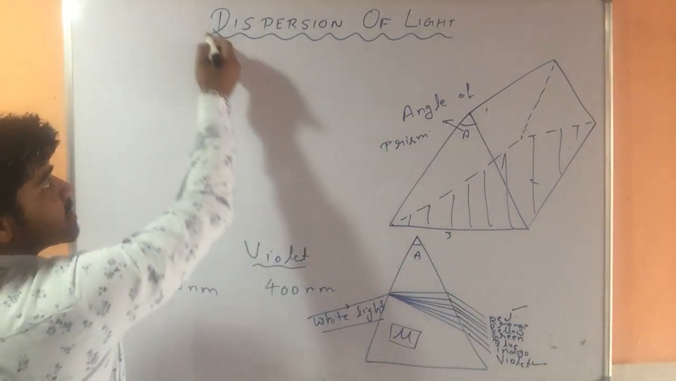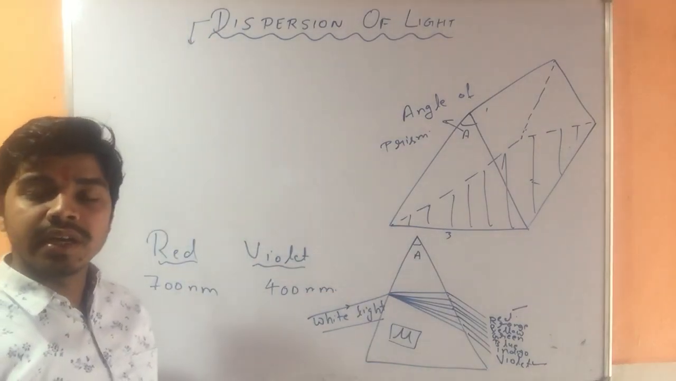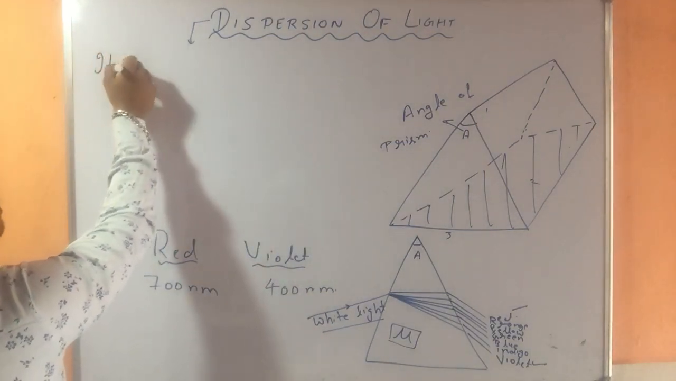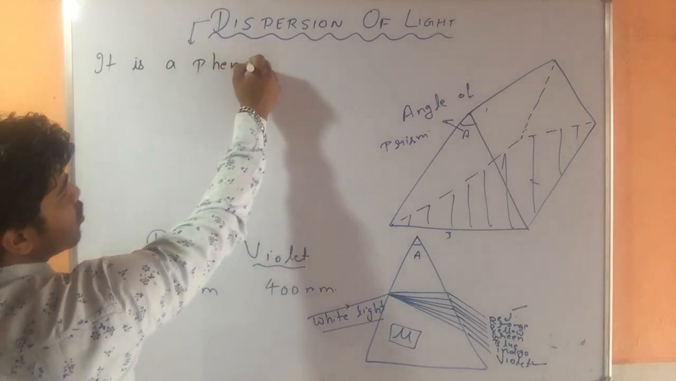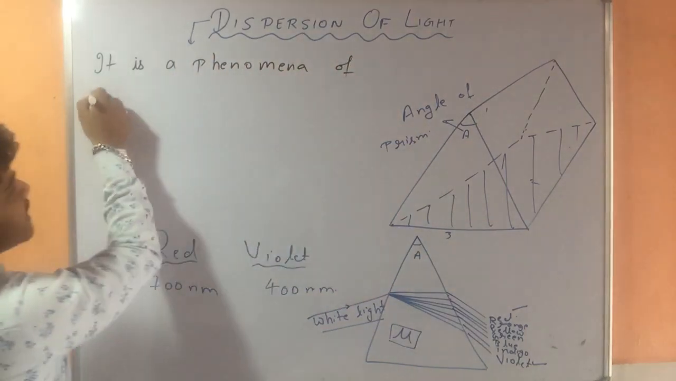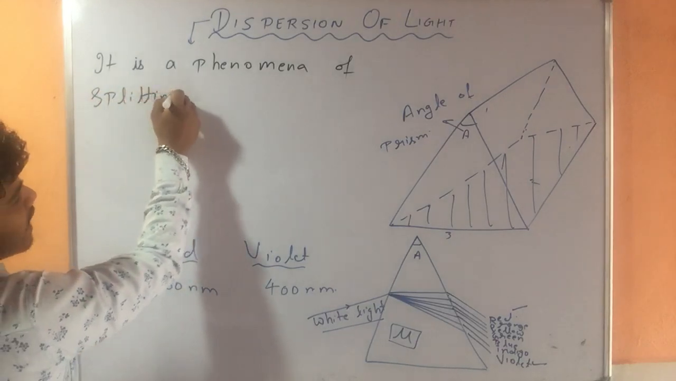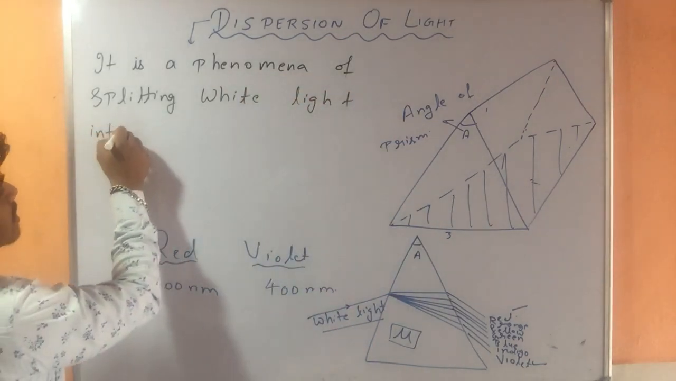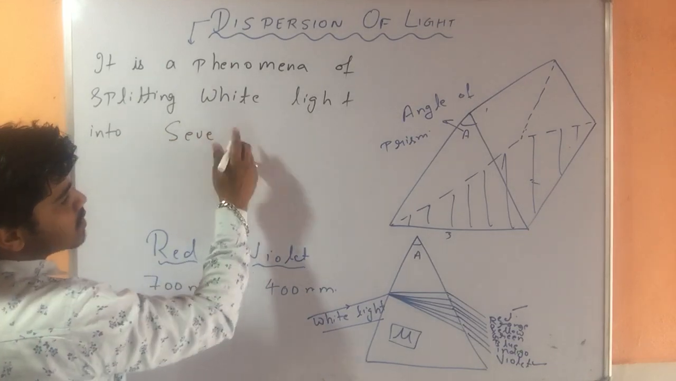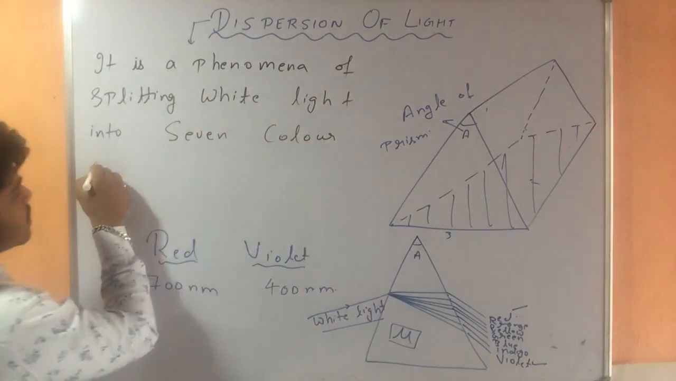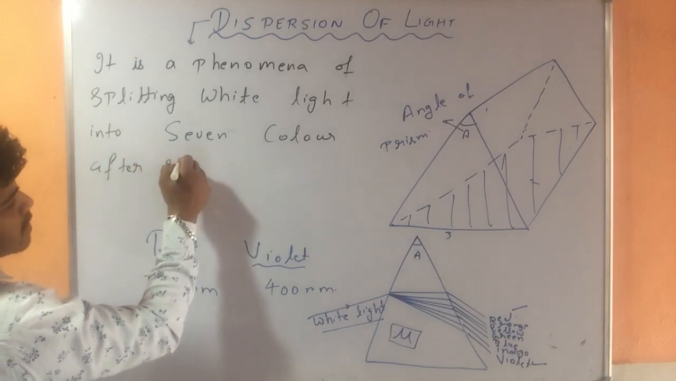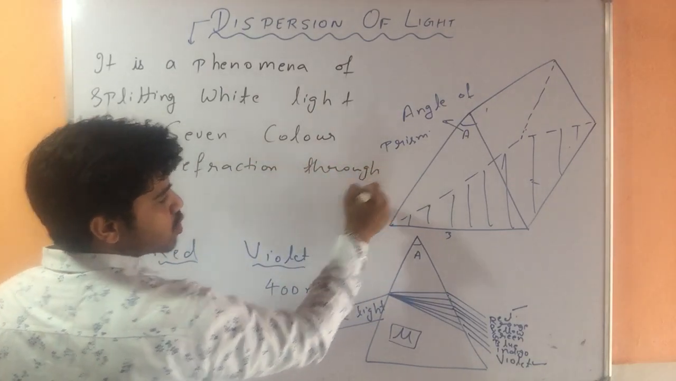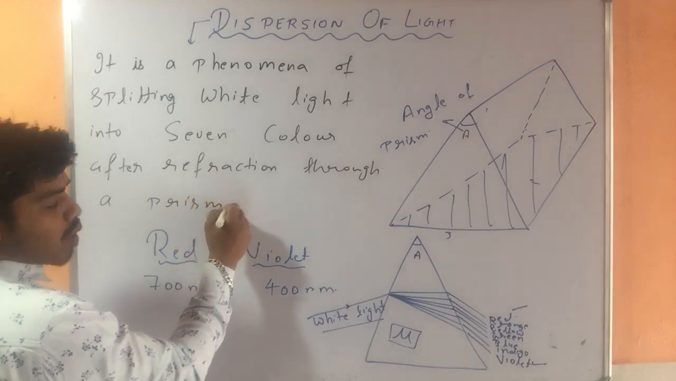So students, for defining dispersion of light, we have to write that it is a phenomenon of splitting white light into seven colors after refraction through a prism. The cause of dispersion.